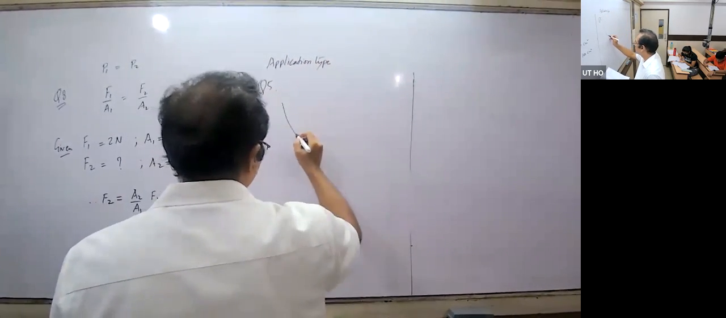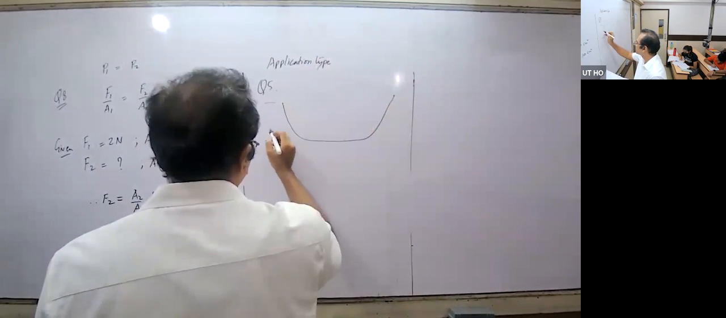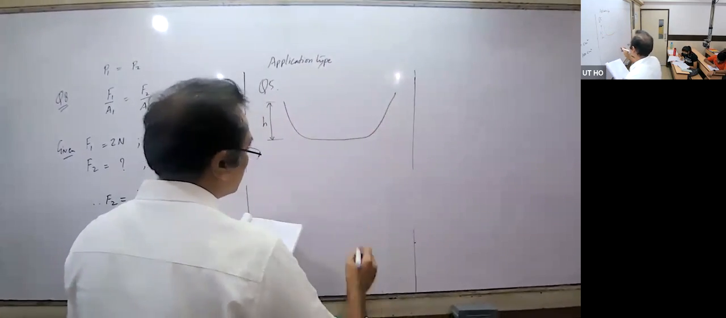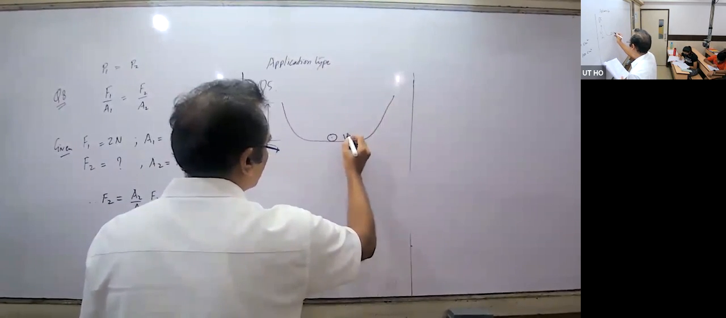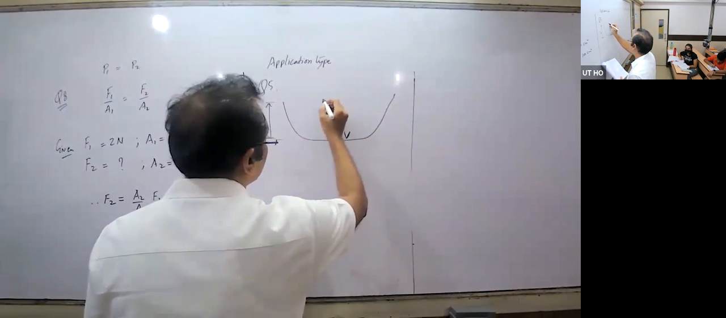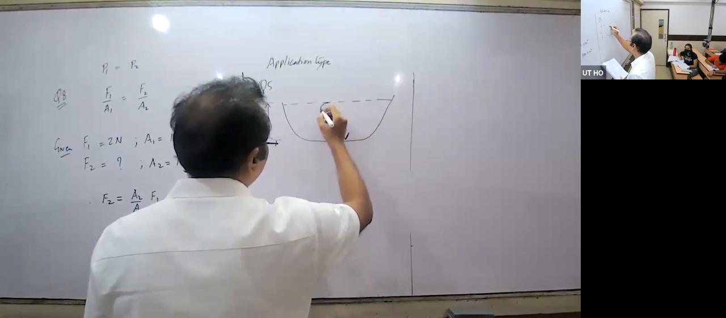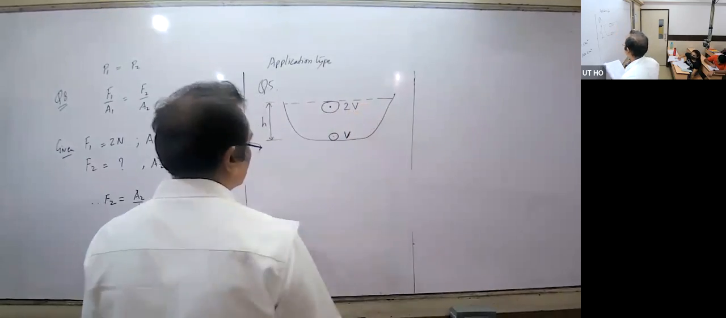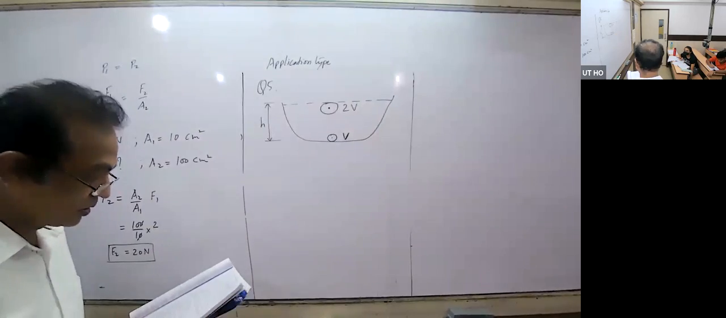Right. So you have a lake. Let's say this is the height of the lake. So you had an air bubble at the bottom of the lake. Let us say its volume was V. When it reaches the surface, it is 2V, double. So to find the height, what is the depth of the lake?